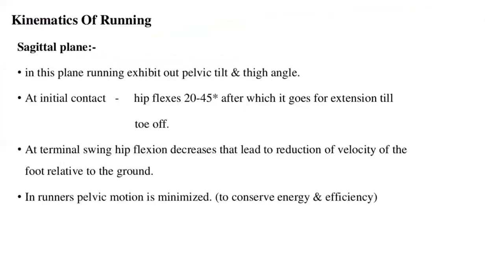Next, we have the kinematics of running in the sagittal plane. In this plane, running exhibits pelvic tilt and thigh angle. At initial contact, the hip flexes 20 to 45 degrees, as we discussed earlier, after which it goes into extension until toe off. At terminal swing, hip flexion decreases, which leads to a reduction in the velocity of the foot relative to the ground. In runners, pelvic motion is minimized to conserve energy and efficiency.